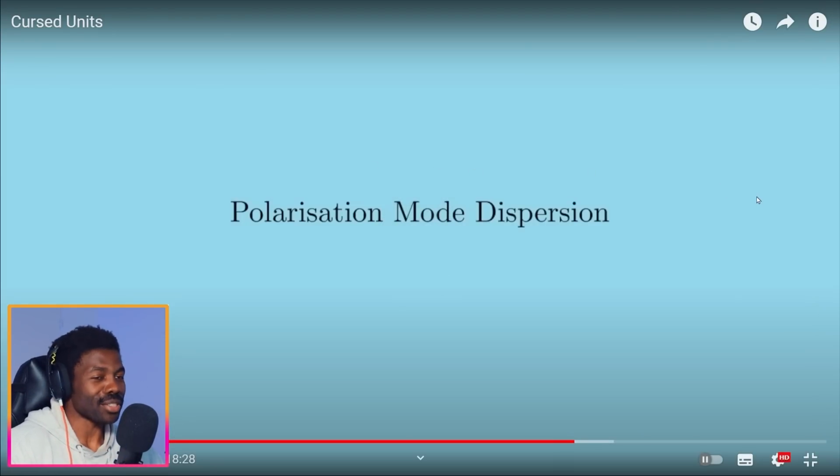I was right, it was optics. I didn't quite realize it was polarization and dispersion are the same. Okay, yeah, okay. Dummy.